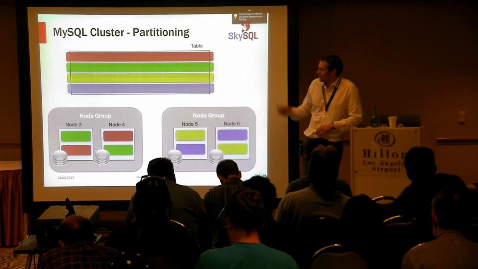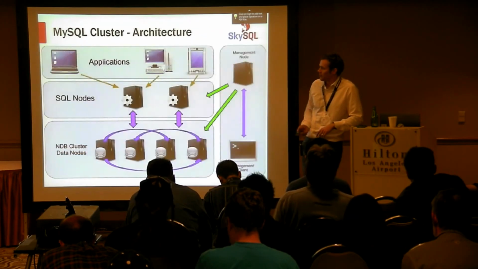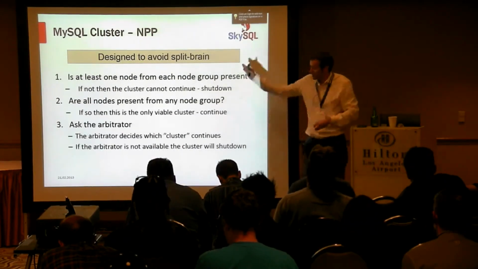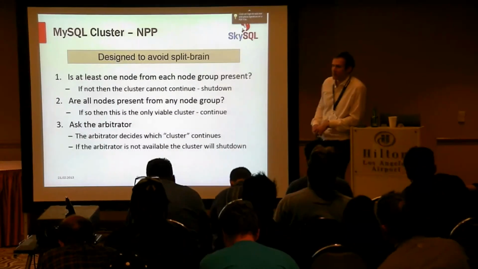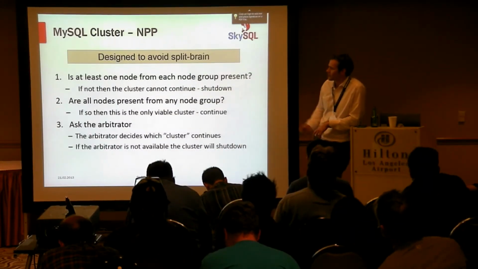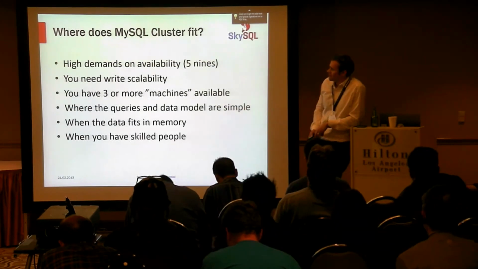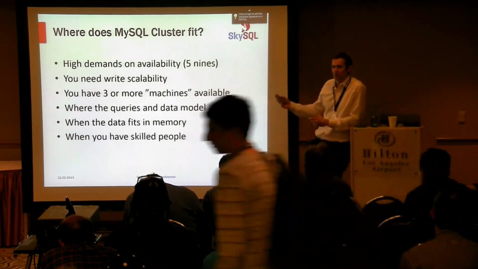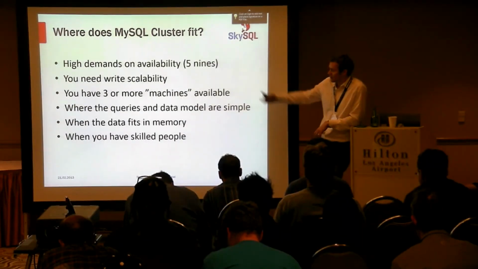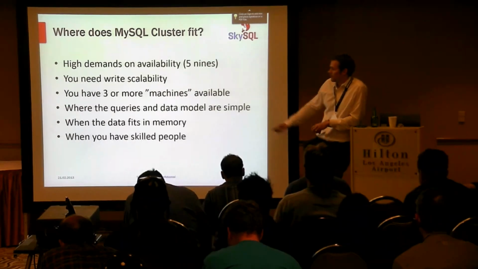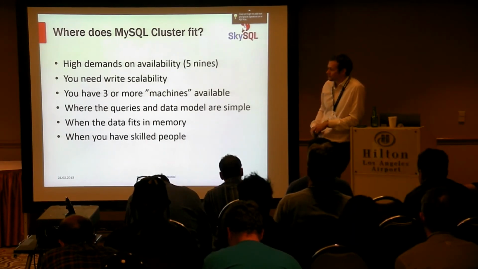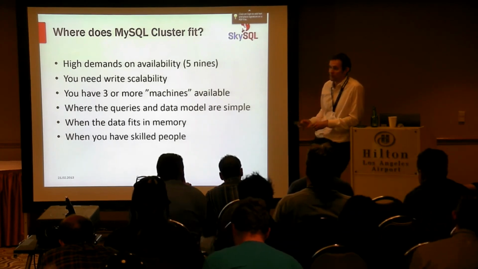It's very complex, this Cluster stuff. This is the basics, and I could tell you more, but I'm already way past my time. Cluster has its own algorithm for making sure that there's no split brain. You can ask me for the slides. So where does Cluster fit? If you have high demands on availability, then yes. If you need write scalability, it's the only solution with that. And with Cluster, you need at least three machines. You also need simple data models and simple queries, because complex stuff won't perform. I mean, it will perform them, but it will be slow.